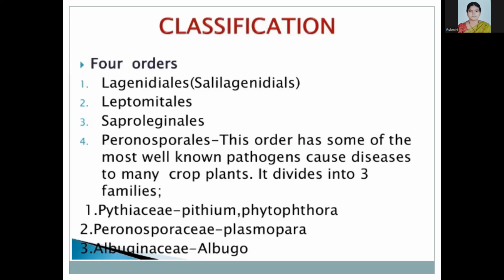3 families are present in this Peronosporales order. One is Pythiaceae, second one is Peronosporaceae, third one is Albuginaceae. Albuginaceae comprises a single genus that is Albugo. Peronosporaceae also comprises 1 genus that is Plasmopara. Pythiaceae comprises 2 genera.